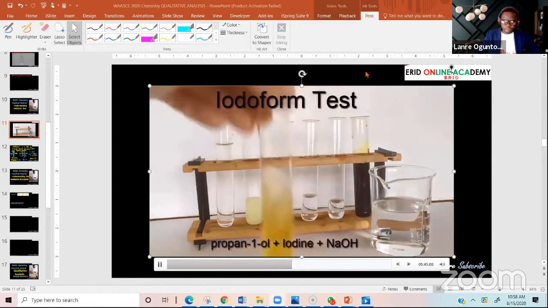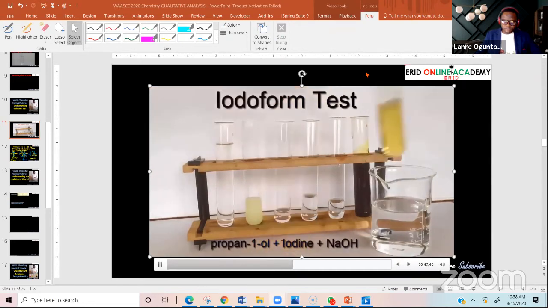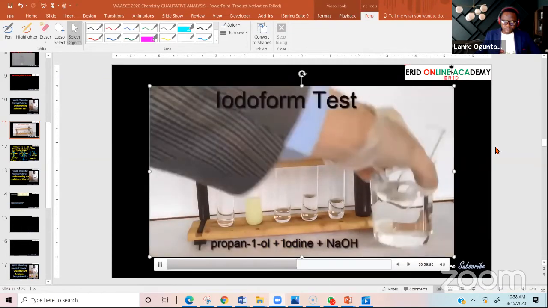Okay, so I think this is going to form a colorless solution. It's getting away from the yellow precipitate. So I'm going to put it in the water bath to speed up the reaction. Oh, wow. Brilliant. Colorless. You can see. So this is a negative test.